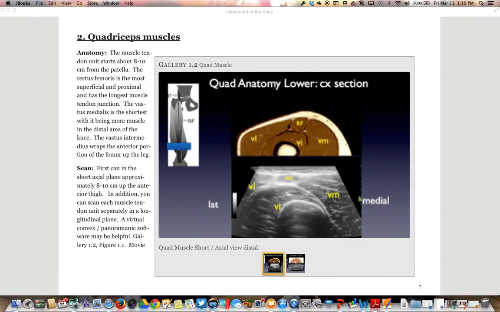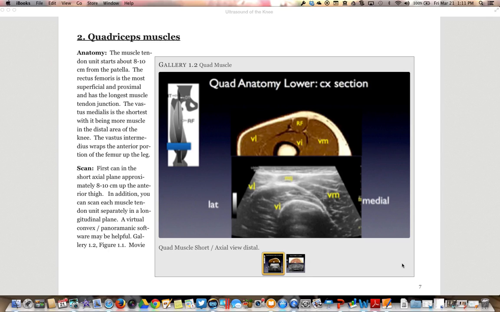Next thing we want to look at is the quadriceps muscle. The quadriceps muscle starts as a muscle tendon unit about 8 to 10 centimeters from the patella. The rectus femoris is the most superficial and proximal and has the longest muscle tendon junction. The vastus medialis is primarily muscular and it's the shortest tendon, with most of it being muscular around the knee. The intermedius wraps around the anterior portion of the femur.